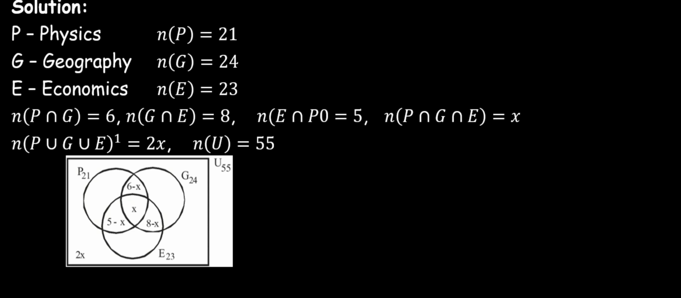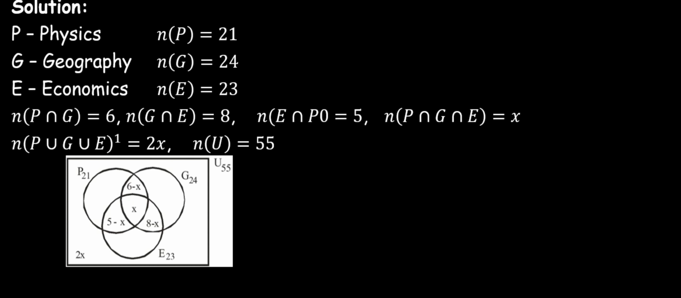Now, how did we get our Venn diagram drawn like this? We start after the three subset circles have been written with x, which is the general intersection. Then next, the intersection between physics and geography is 6, but you cannot just put the 6 there, so we subtract x from it. Similarly, the intersection between geography and economics is 8, so we subtract x from it. Also, the intersection between economics and physics is 5, so we subtract the x from it.